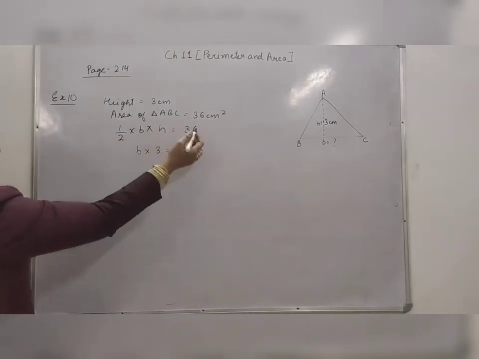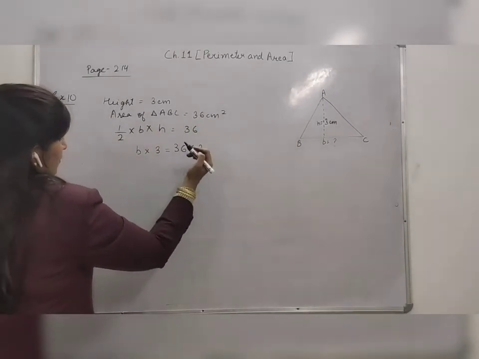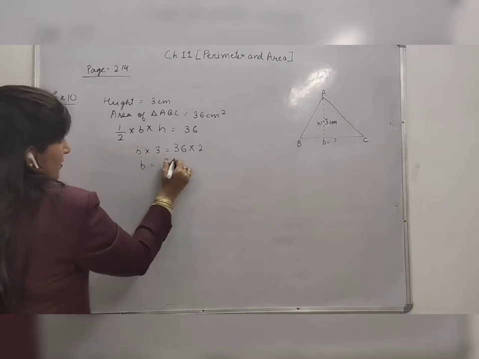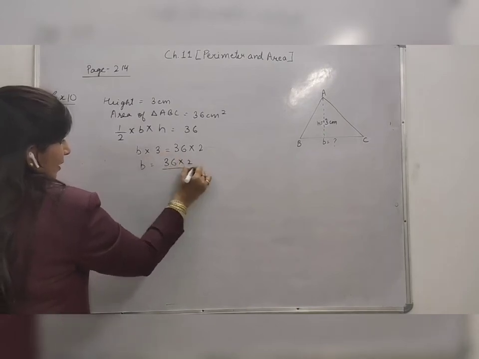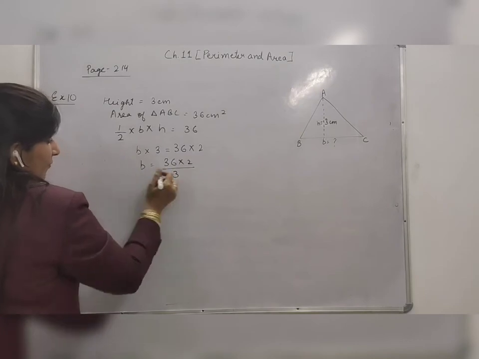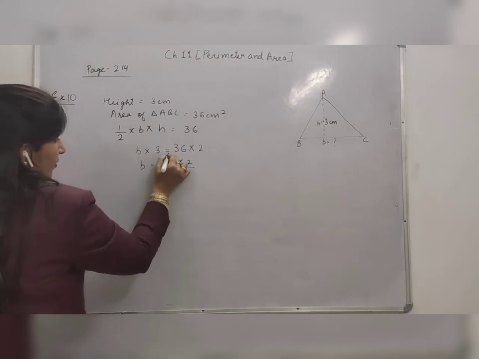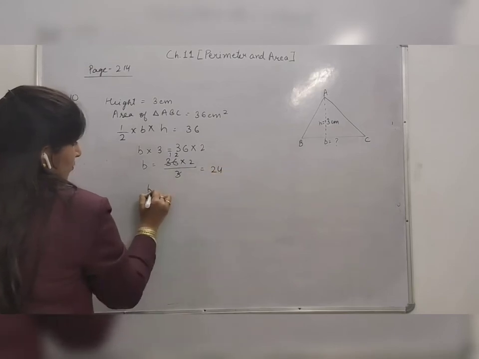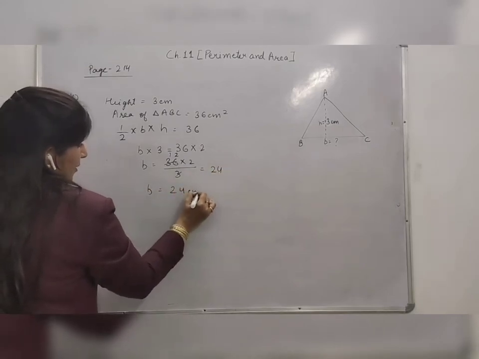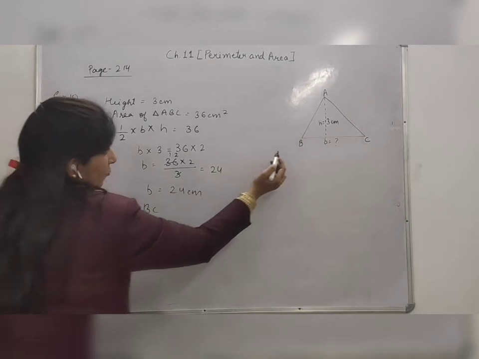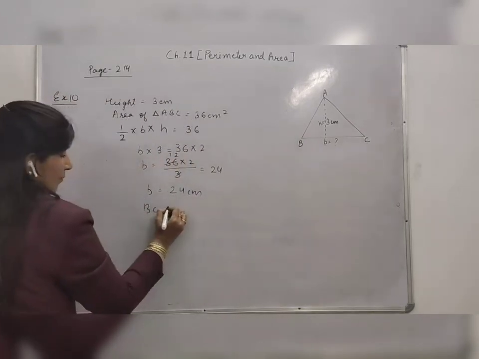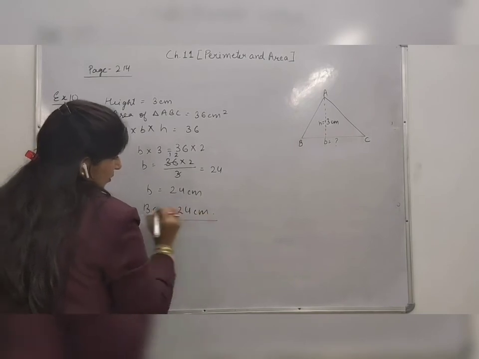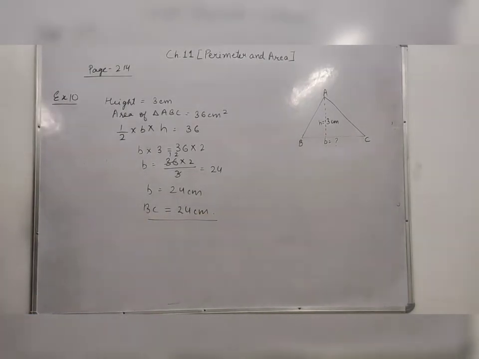So this denominator will become numerator on the other side. Now base equals 36 into 2, and it will come here. After solving, 3 ones are 3, 3 twos are 6, so 24. So the base will be equal to 24 centimeter. Means BC, what is the base here? Side BC of the triangle will be 24 centimeter. In this way we can find out the base.